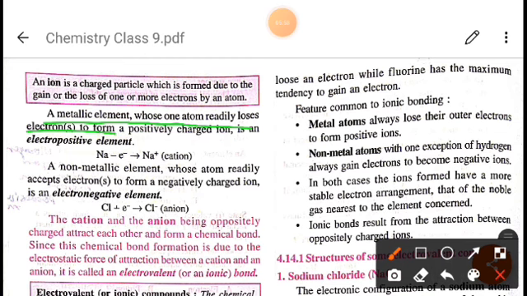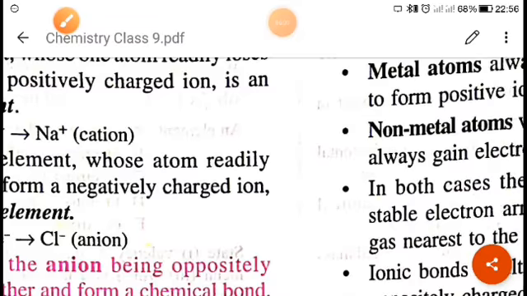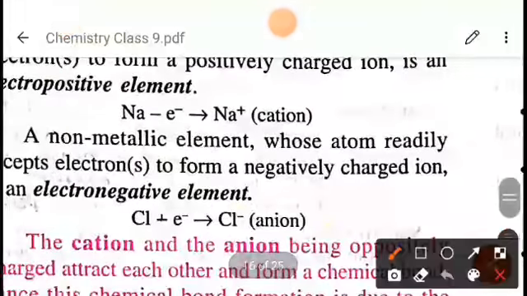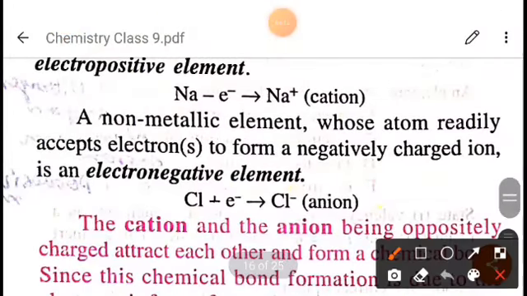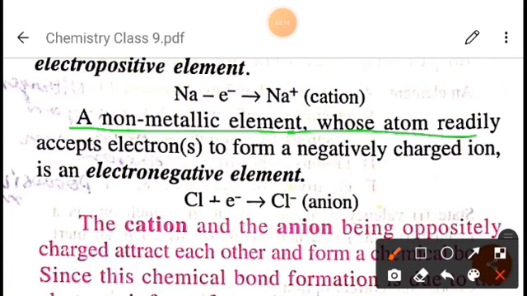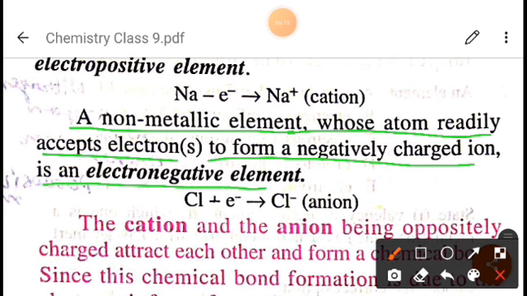Now again, when we talk about a non-metallic element, a non-metallic element whose atoms readily accept an electron to form a negatively charged ion is called an electronegative element, and it is called what? Anion, as you can see, right?